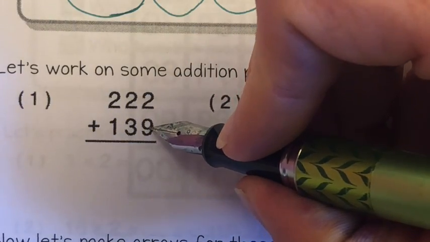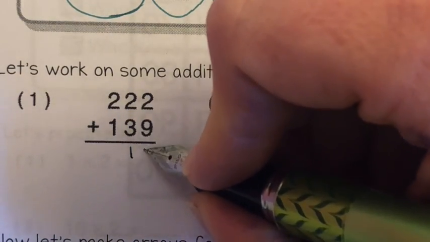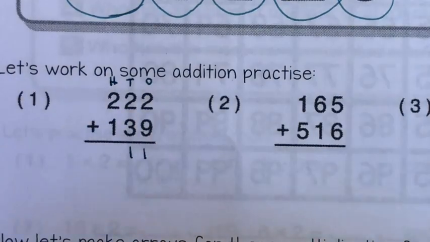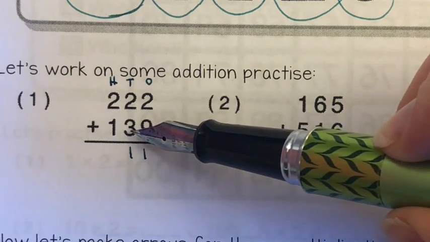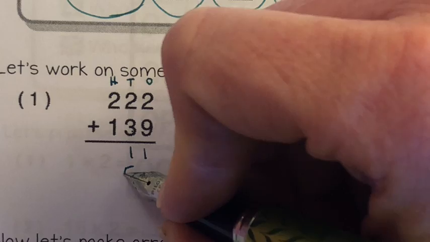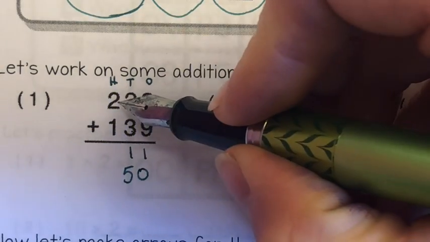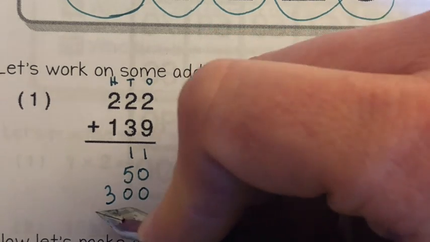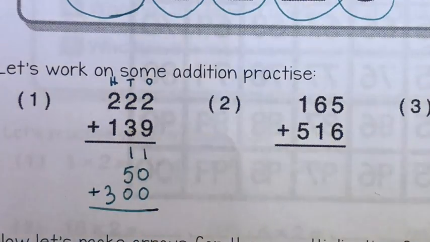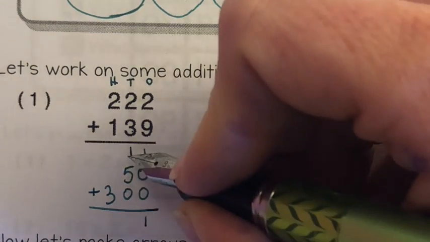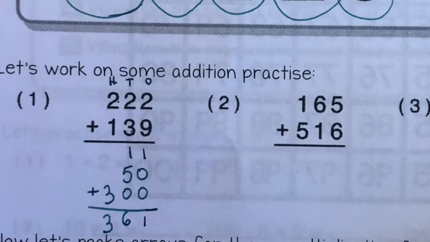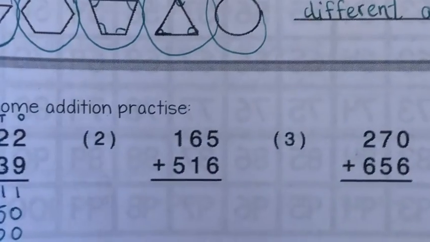So 9 plus 2 is 11. So I'm just going to write 11. And again, it still matters. My 1s, my 10s, and my 100s columns still matter. Okay, now I'm going to do 20 plus 30. 20 plus 30 is 50. And then I'm going to do 200 plus 100. 200 plus 100 is 300. Okay, now I add these together. 1, 0, 0, 1. 1, 5 is 6, and 3. So it's 361. Now we are going to move on to the next one.